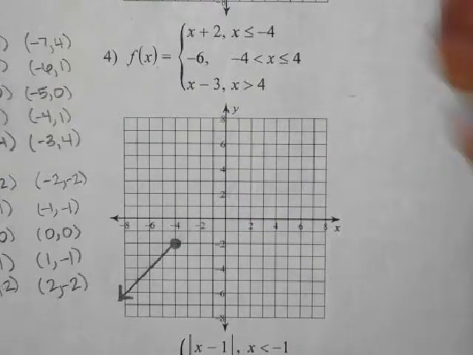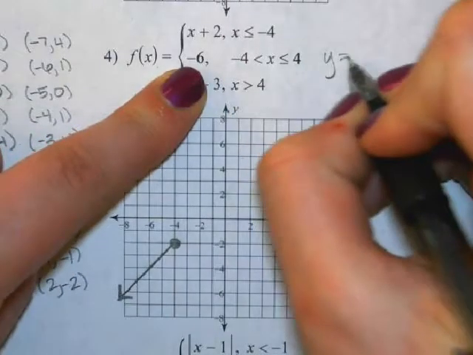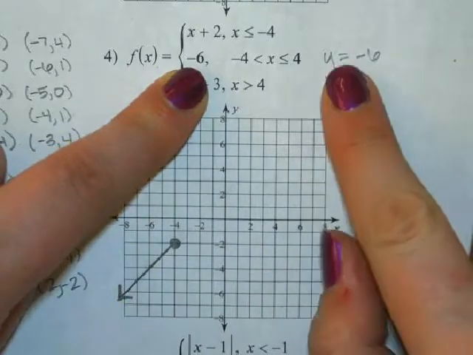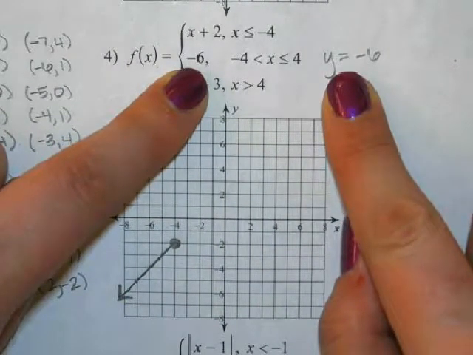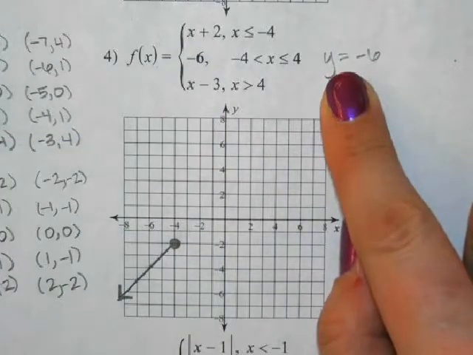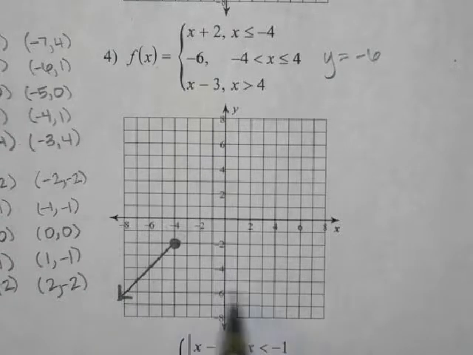All right, so we've got the first one. The next one, remember, means y equals -6. So when I say y equals -6, how do I graph that? So it's a horizontal line, right? At -6, so it goes all the way across the graph like this.